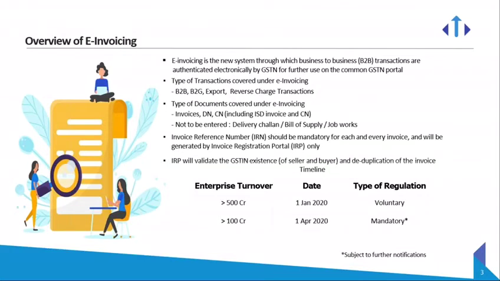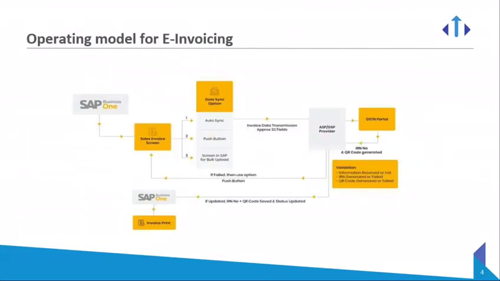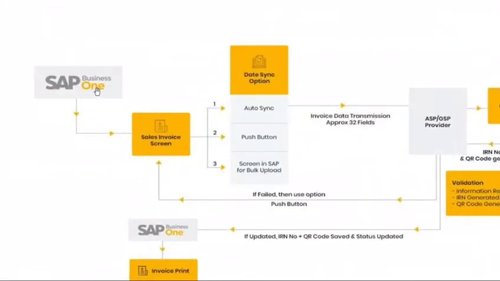So if we talk about the operating flow of e-invoice with SAP B1, you can see the flow chart on your screen, where we have SAP B1 where the invoices will be entered, and then the user will get three options in the system. The first option is auto sync. In scenarios where you want to push the invoices automatically to the GSP and the IRP portal, you can go for the auto sync option.